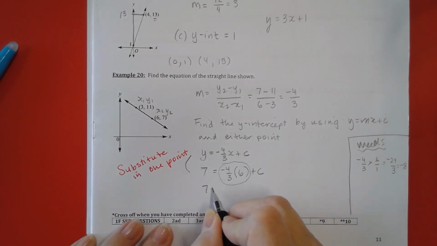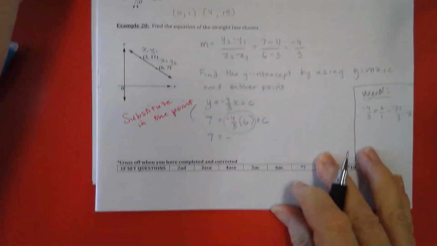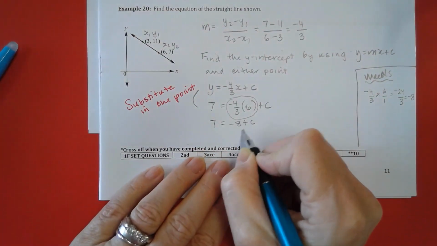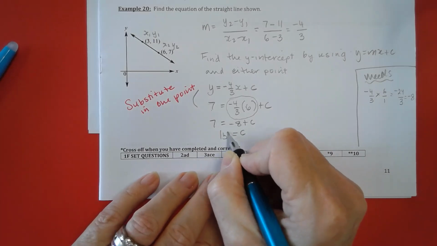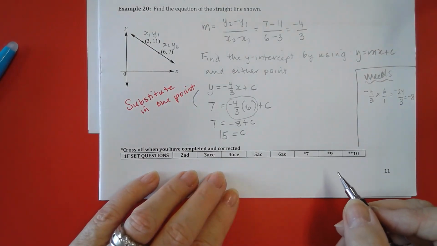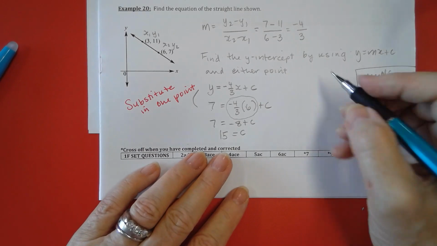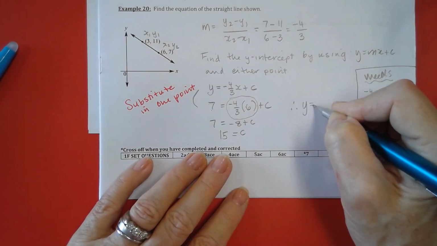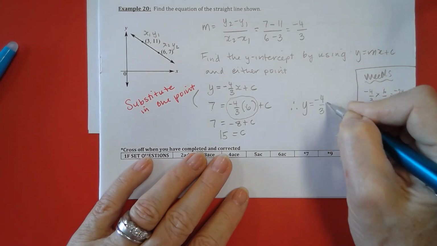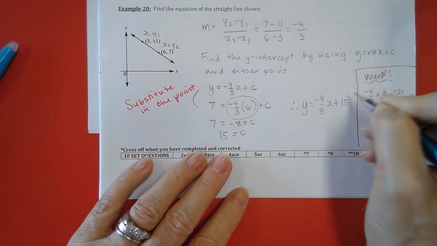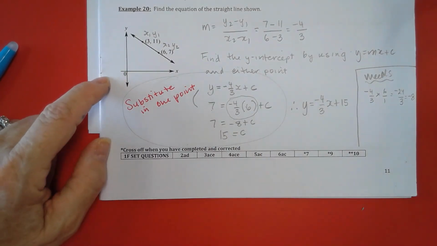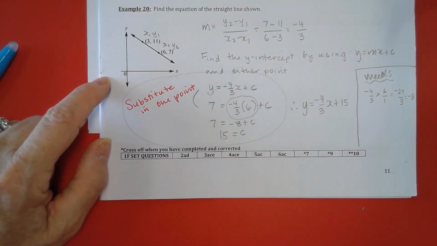Okay, so I just figured that out. So I got 7 equals negative 8 plus c. So c is 15. So that's really good. I found the c. So now I'm done. Therefore, the equation is y equals negative 4/3 x plus 15. So this finding c thing is interesting. Did you do that last year? Good. Fantastic.